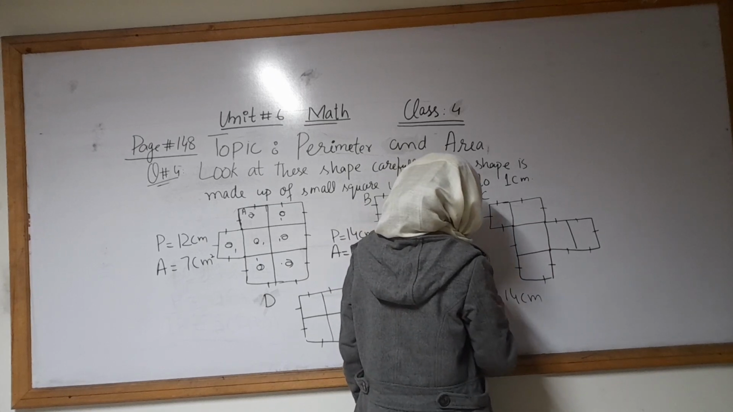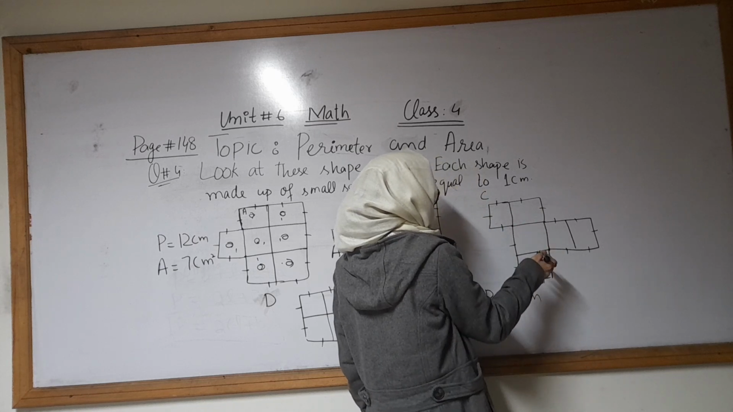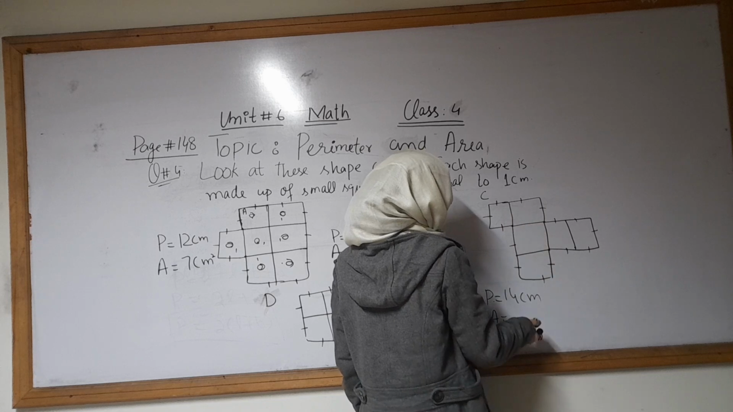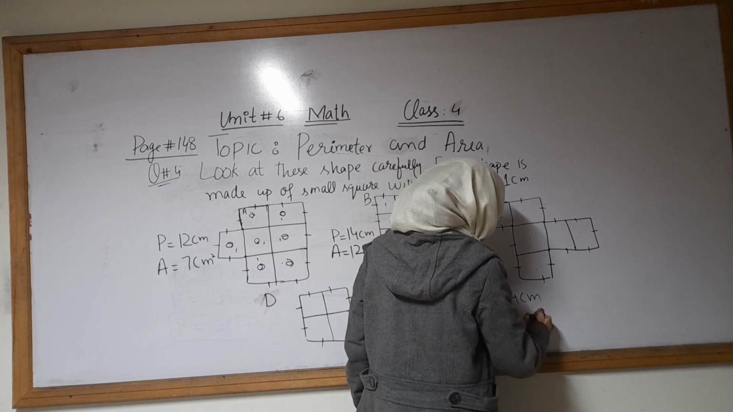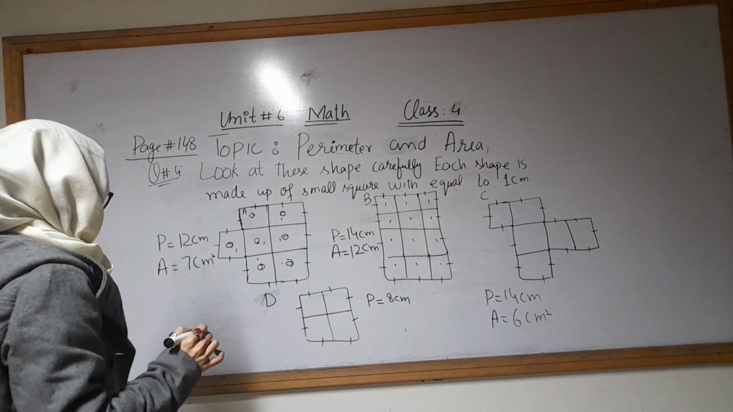In C shape, we have area. And what is the area? Area is the inside surface. And you have to calculate the squares and you can write this. 1, 2, 3, 4, 5, 6. So this is 6 centimeter squares. Area is in squares.